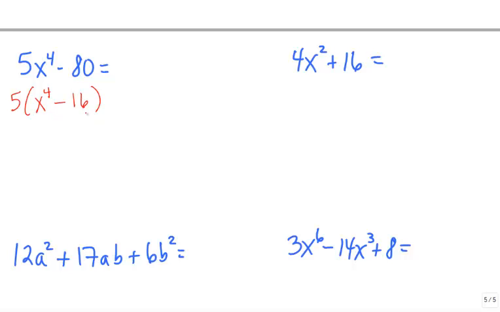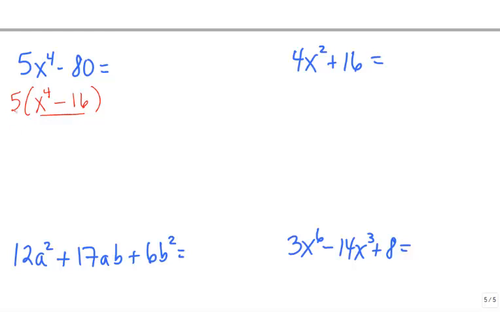And this time, again, I only have 2 terms here, but I have a perfect square because it's an even power, and I have a perfect square because 16 is 4 squared. So these 2 terms here are a difference of squares, so I can factor them some more.